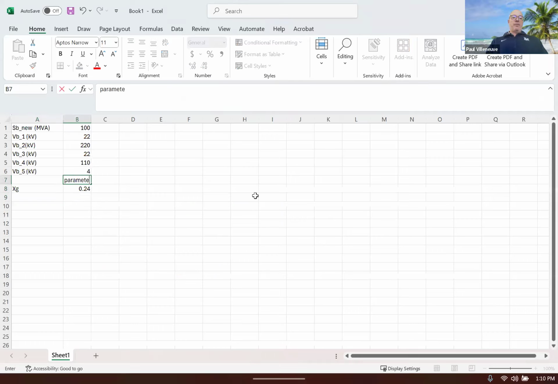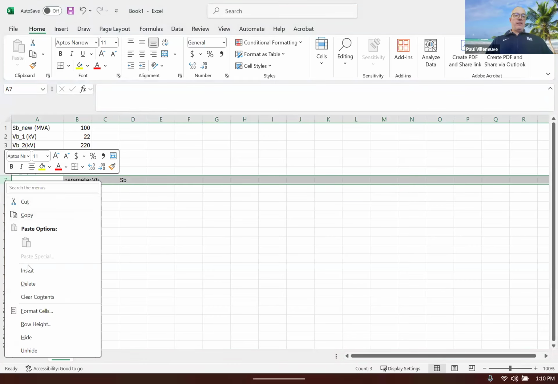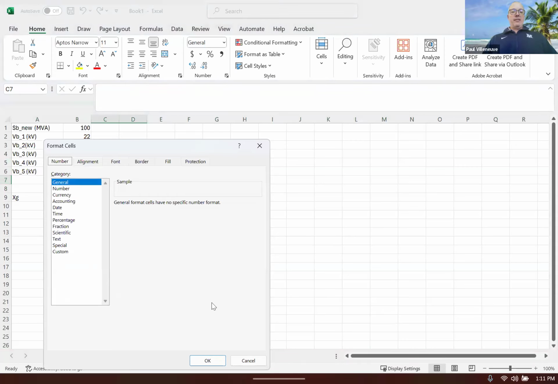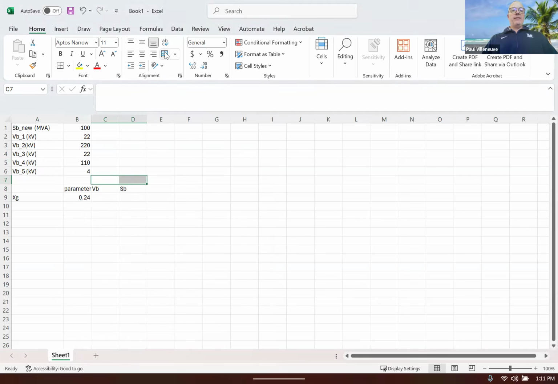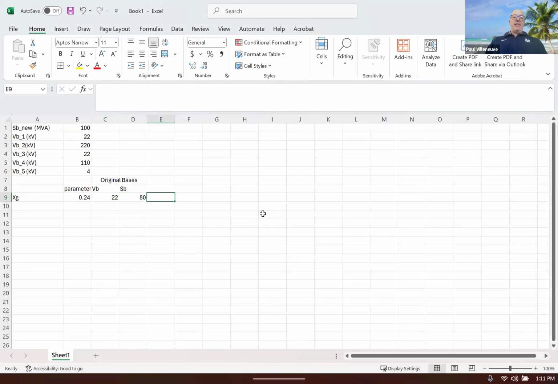Let's go ahead and add some terms here. We'll pick VB and SB. These are going to be the original values. So let me put one more row in here, and then I'm going to combine these by merging cells. I'll just merge them this way, and this is going to be our original bases. So our V base originally, for the generator, is 22 kV and 80 MVA. So this is 22, this is 80 MVA.